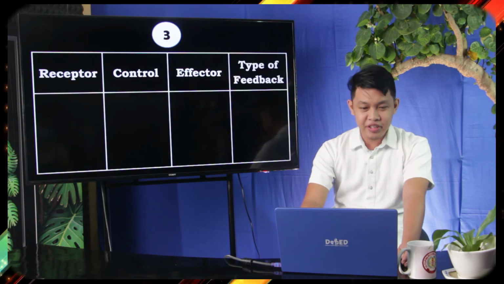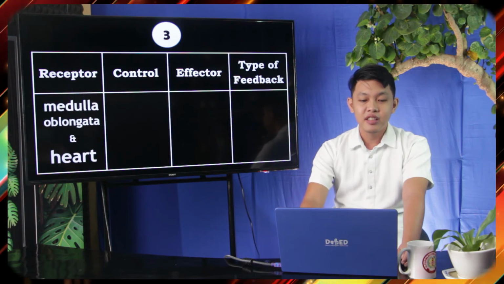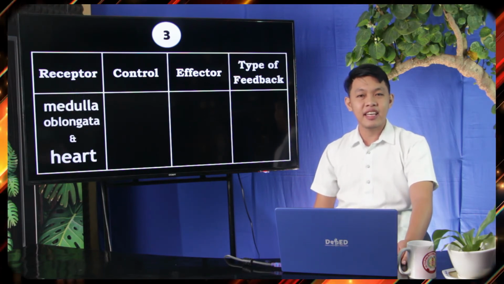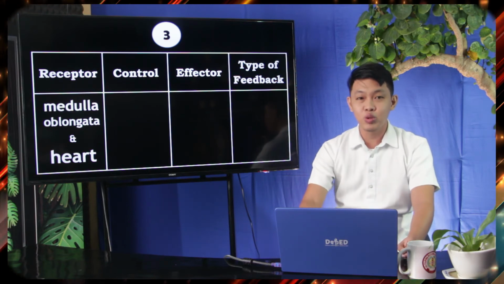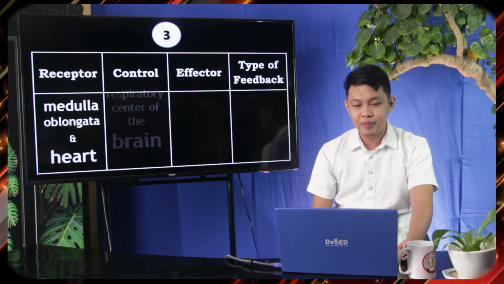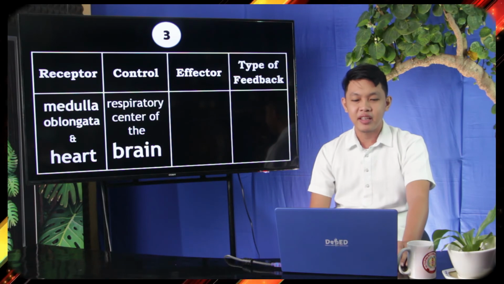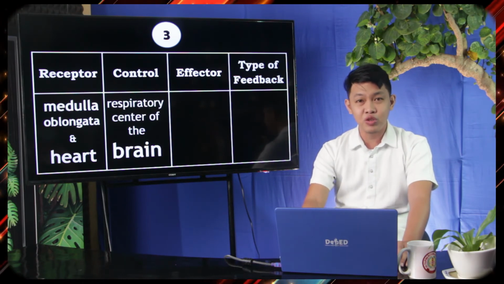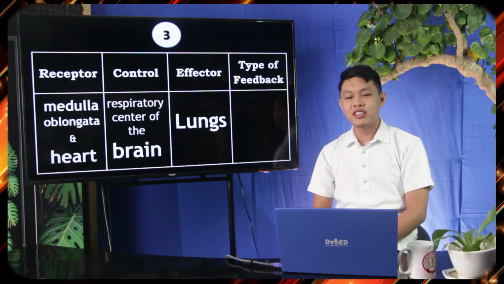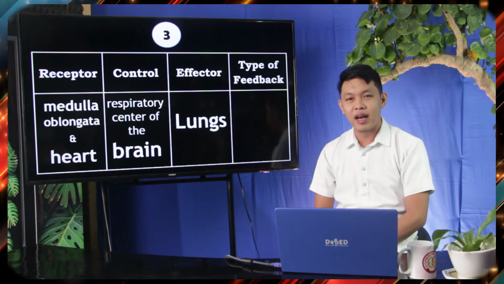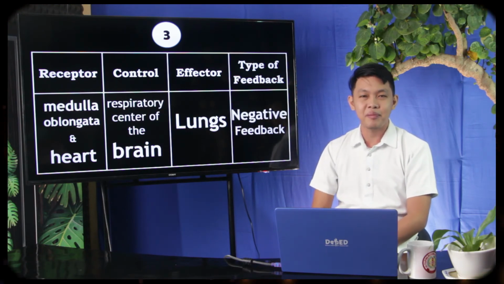Okay, let's answer for number 3. The receptor for this item will be the medulla oblongata and the heart. When it sends the stimulus, it sends a signal to our control center, the respiratory center of the brain, or simply the brain. And it will send an instruction to our effector, the lungs. So what type of reaction is this? Positive or negative feedback? It is a negative feedback mechanism.